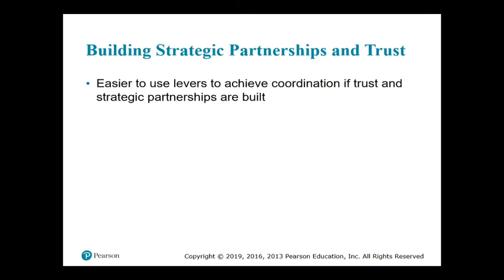So finally, building strategic partnerships and trust. This is more of a soft issue, and it's complicated. Basically, the idea is if there's trust, it will be easier to coordinate, and if there is more coordination, it's easier to trust each other. So that tends to formulate a virtuous cycle.